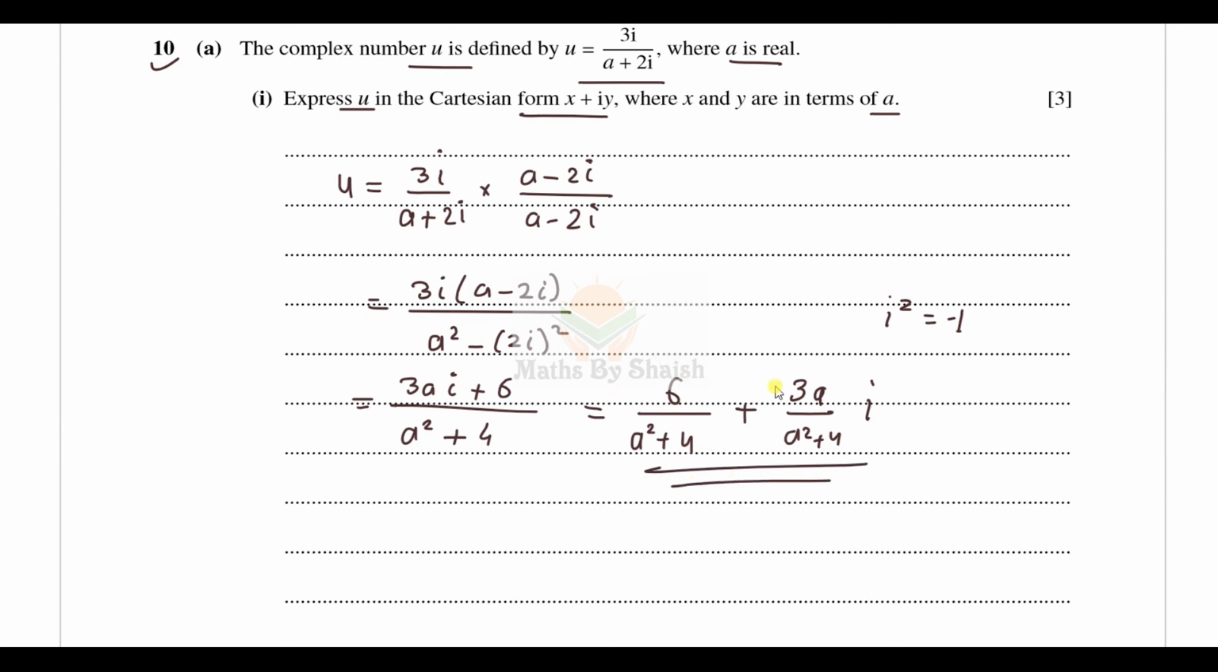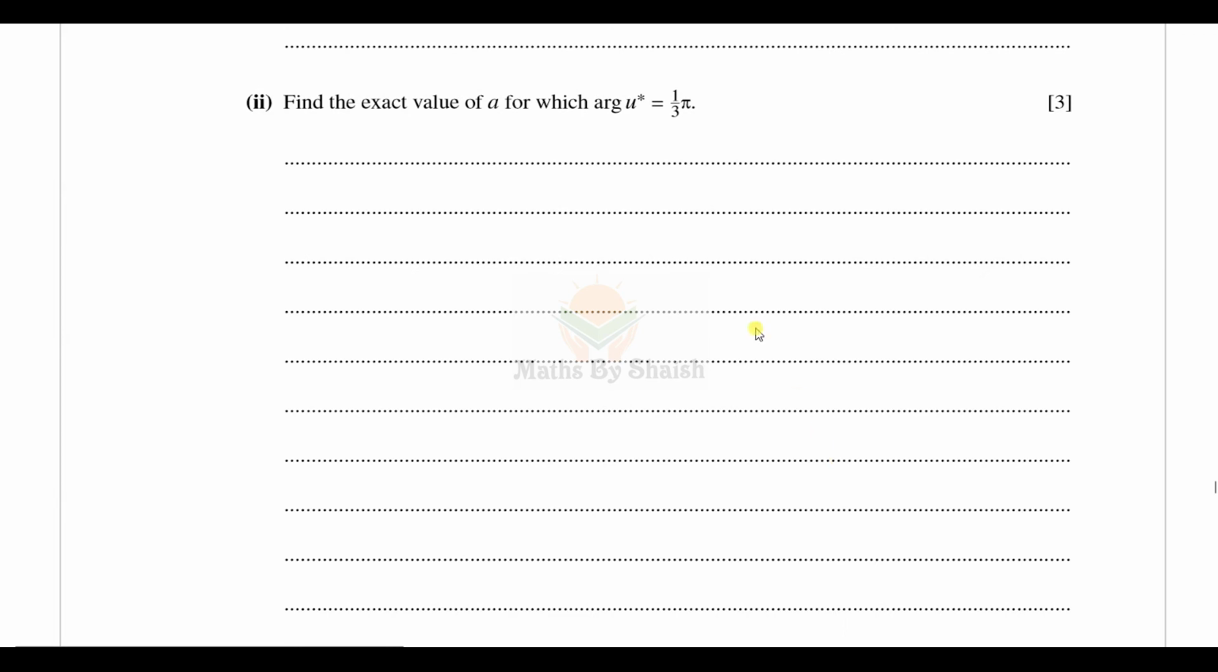So let's do the next part. The next part is to find the exact value for which the argument of u star, which is the conjugate of u. Here u is given as 6 over a squared plus 4 plus 3a over a squared plus 4 iota, and hence u star we can find is going to be 6 over a squared plus 4 minus 3a over a squared plus 4 iota.